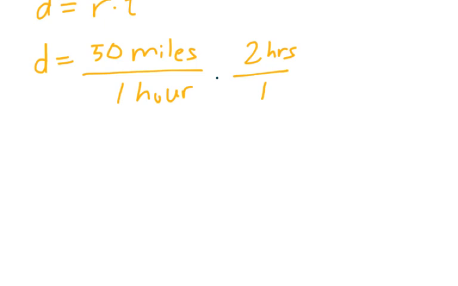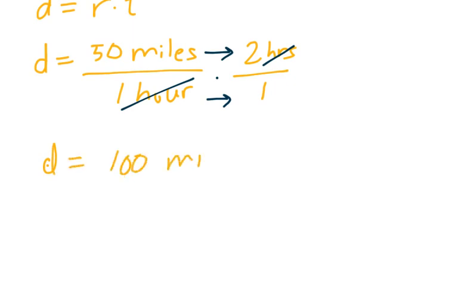I notice the same thing happens here, that the units cancel. I'm left with miles as my unit, which is what I wanted, and I'm able to just multiply across now. So distance equals 50 times 2 is 100 miles.